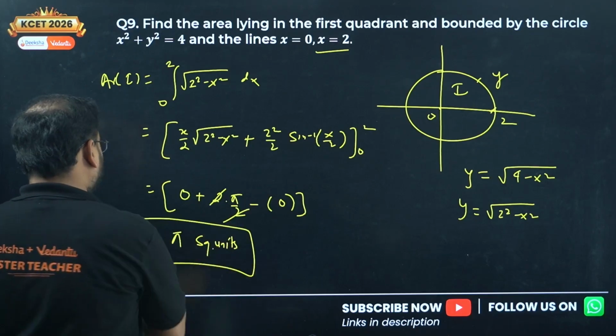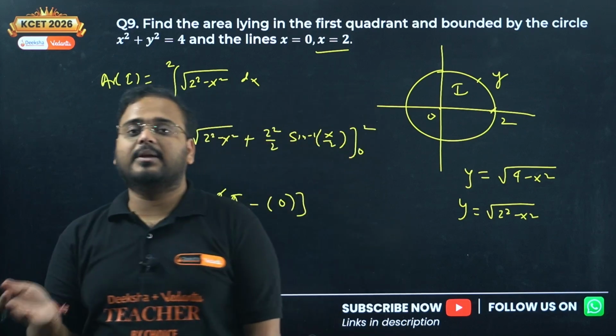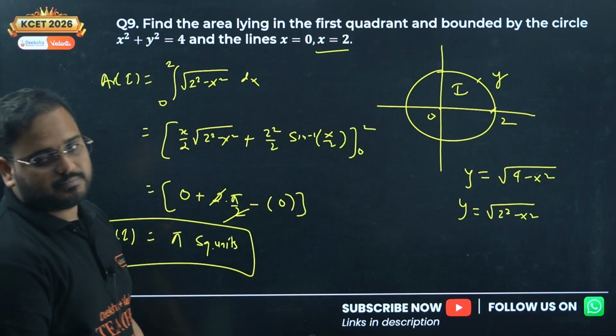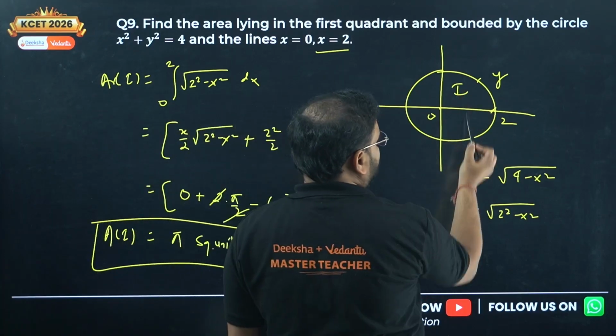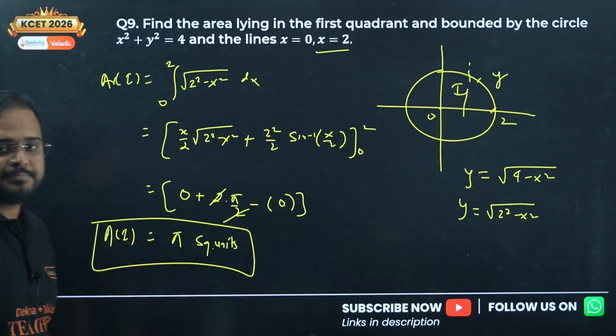Only the first quadrant they have asked, and the circle is between the limit 0 to 2. In this case the radius is also 2, that's why no problem. Otherwise, if they ask us 1, then we have to go only till this point. Then the limit will be changed. Please check.